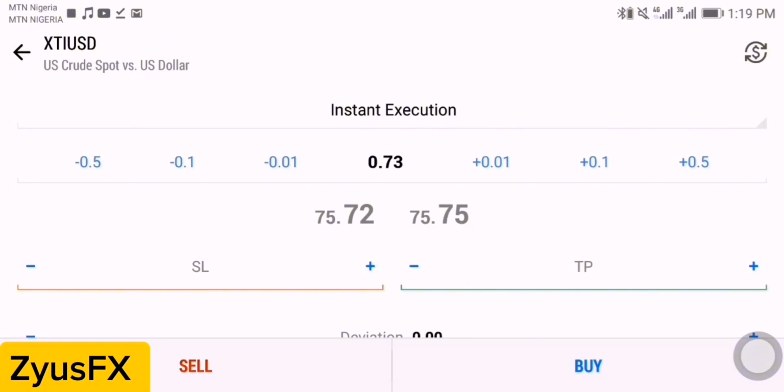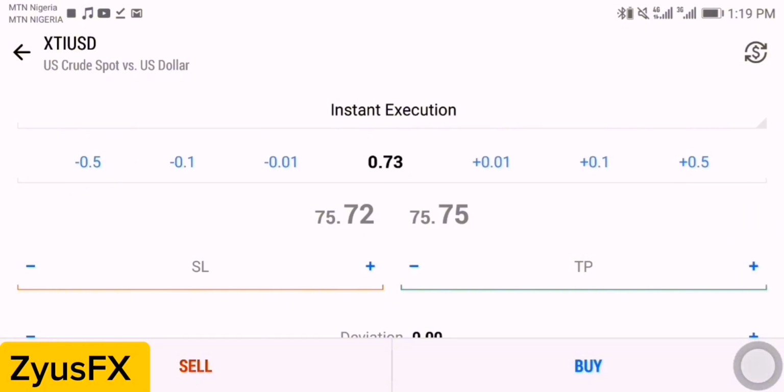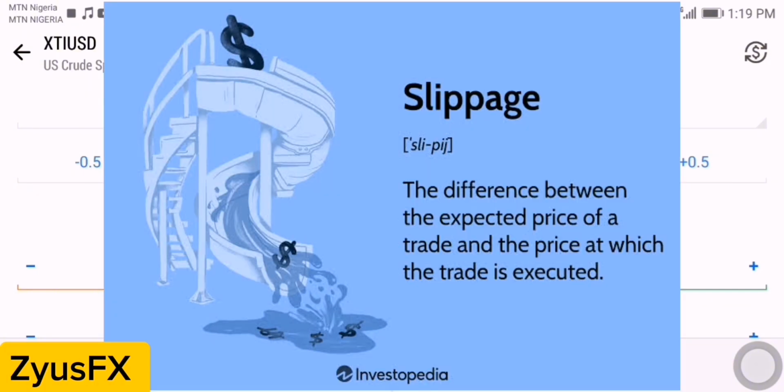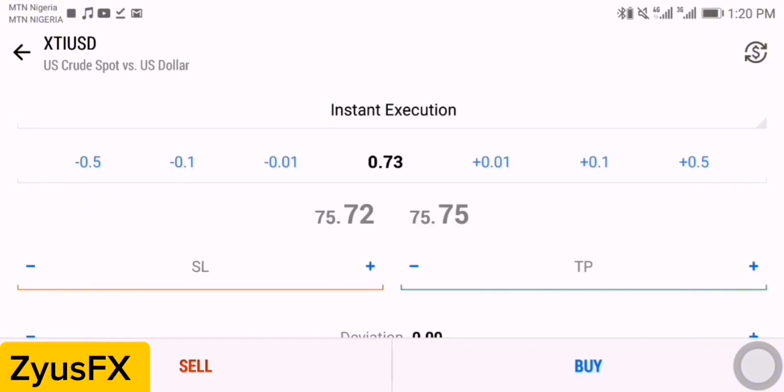So that's one of the disadvantages of an instant execution, and especially during news or high volume or volatility periods, there's a high risk of slippage. Slippage is when you take a buy or a sell, but your order doesn't get filled at the price you want, but gets filled at the next available price. So there's a difference there. So that's some of the disadvantages of an instant execution.